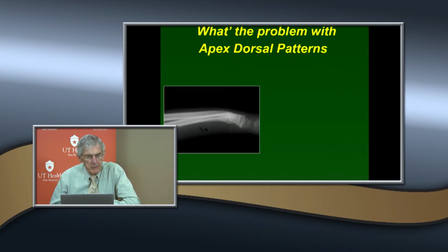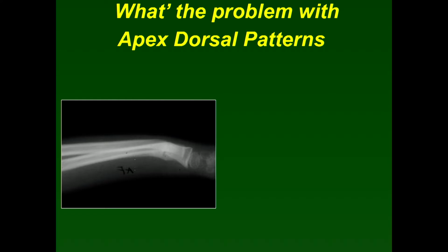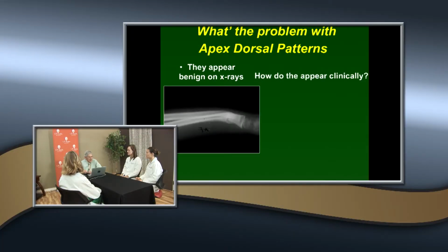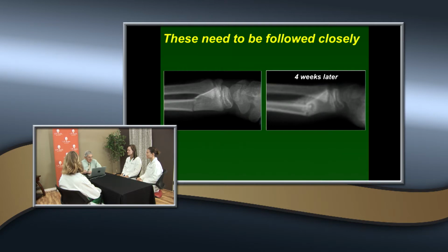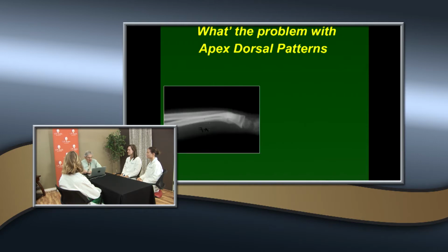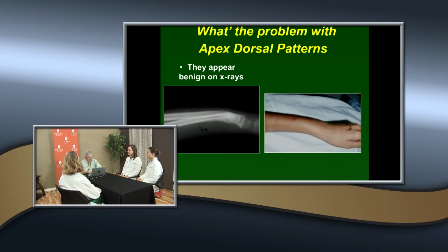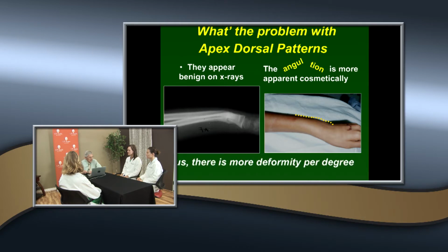Now, what's the problem if it's an apex dorsal fracture? They look pretty benign on x-ray. What does it look like clinically? They look a lot worse. Yeah, you don't have any soft tissue to hide that. Like this one, there's a lot of soft tissue volar to hide the angulation. But when you go on this one, there's not much soft tissue, and so the angulation is a little bit more apparent cosmetically. They will go ahead and remodel, but there's more deformity per degree of angulation.